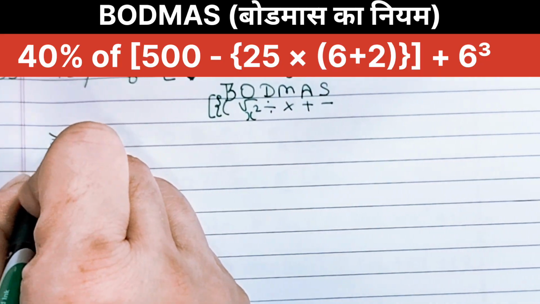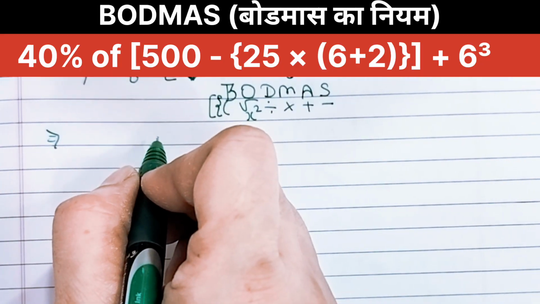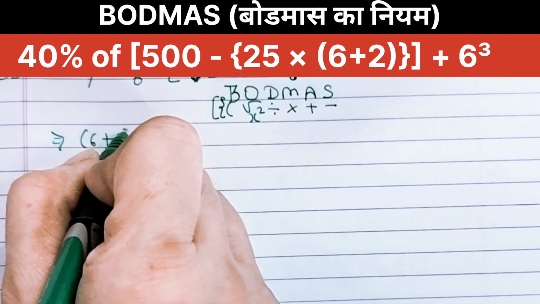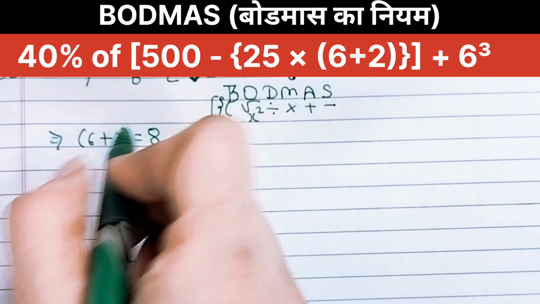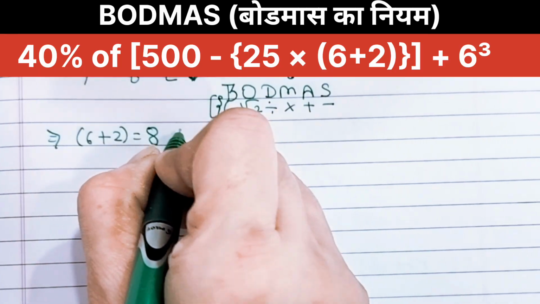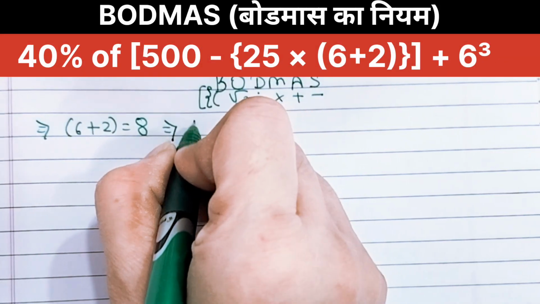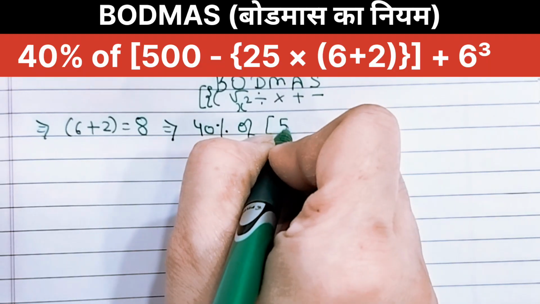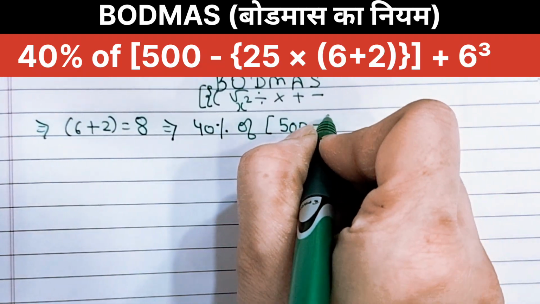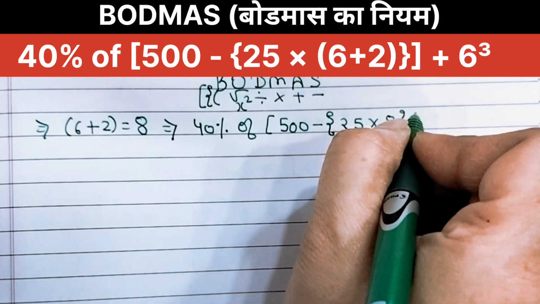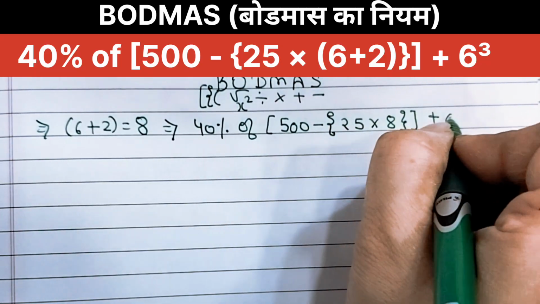Now the first step. First we solve the inner round brackets. The inner round bracket is 6 plus 2. It becomes 8. According to this step, the innermost brackets always take the highest priority. And now the current expression becomes 40% of [500 minus {25 multiplied by 8}] plus 6 power cube.